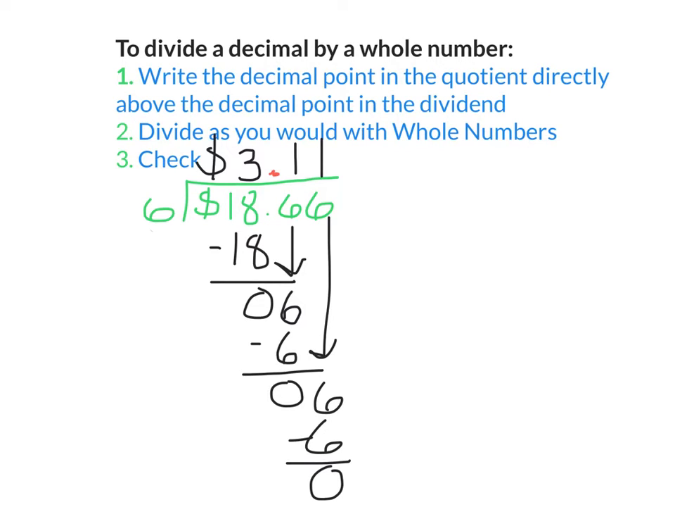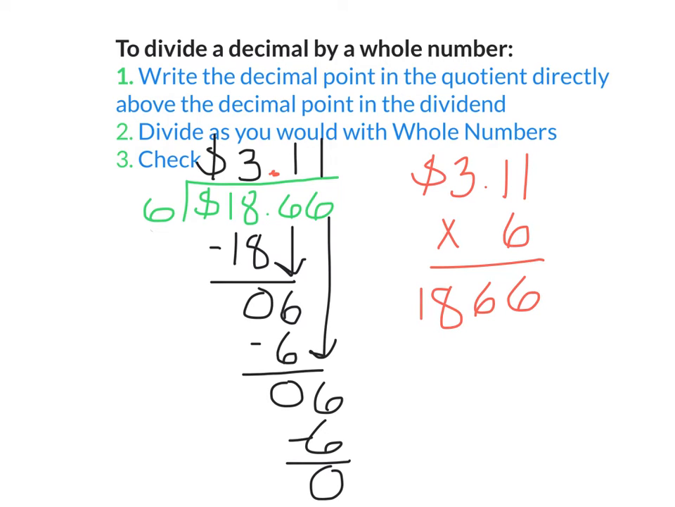Our last step here, it tells us to check our answer. So now remember, when you check a division problem, we multiply our quotient by the divisor. So I'm going to do that right over here. $3.11 times 6. You get 6, 6, 18. I count my decimal places, that's 2. So it goes right here, and my dollar sign, $18.66, which is the same total that was in our story problem.